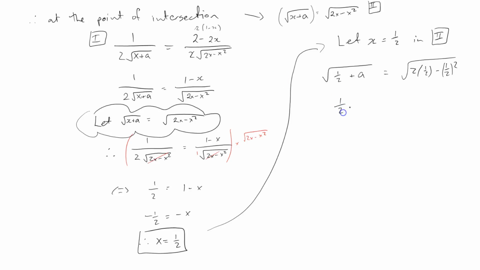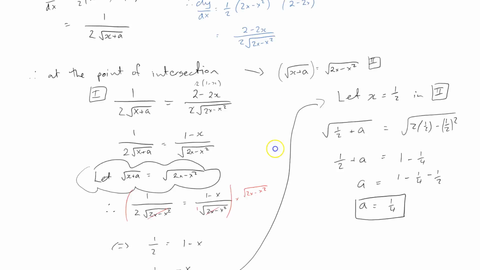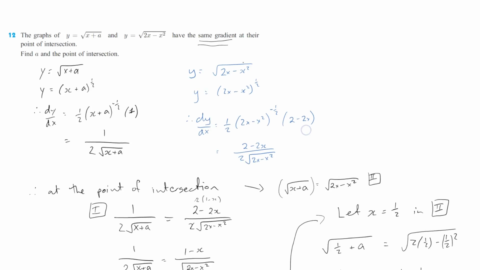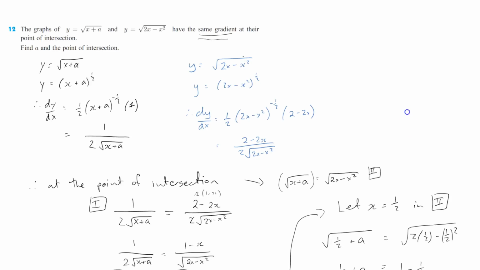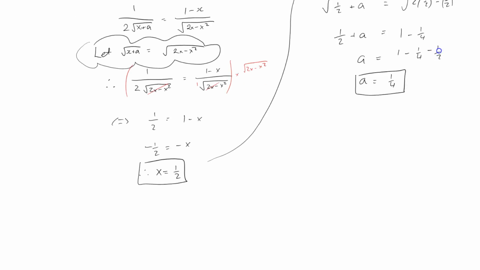So I have 1/2 plus a equals 2 times 1/2 is 1 minus 1/4. What's a equal to? It's 1 minus 1/4 minus 1/2, subtracting 1/2 from each side. a is equal to 1/4. All right, so x equals 1/2, a equals 1/4. Have I found everything? No, I wanted the actual point of intersection. So the last step is to find the value of y.